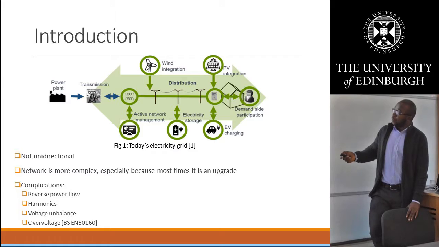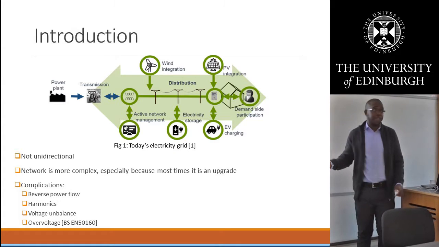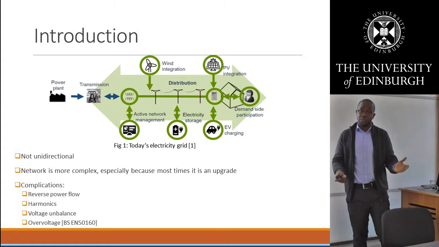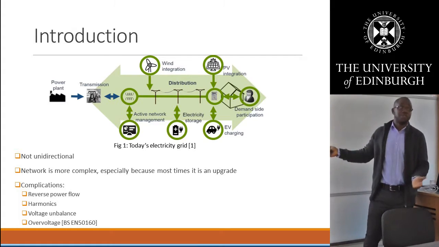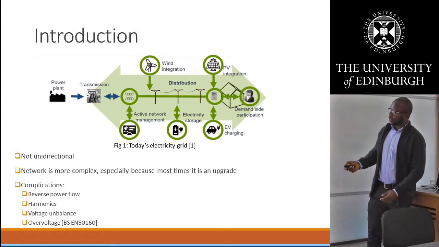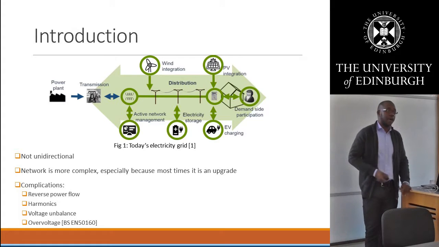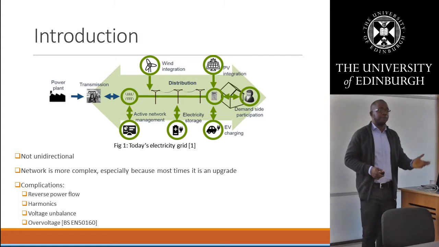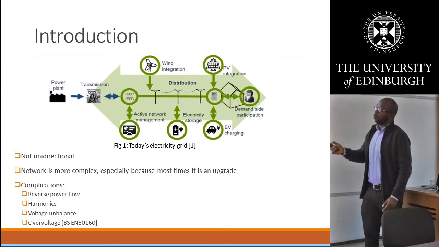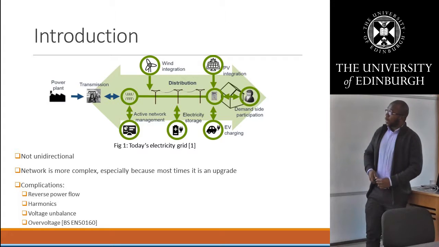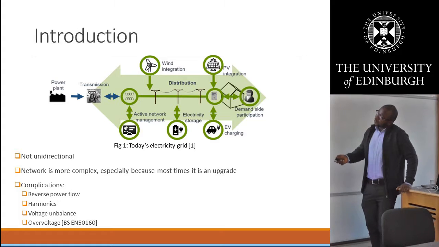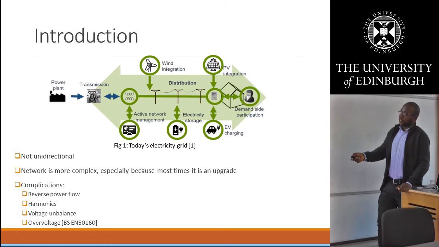So connection of some of these technologies leads to some complications in the network. We have reverse power flow, where sometimes you can actually have power trying to flow out from the distribution network into the medium voltage network. And we have harmonics that could be caused by connection of power electronic devices, which come with this wind and solar integration. We have also voltage imbalance, and then we have overvoltage. And there are so many other complications that can come up.